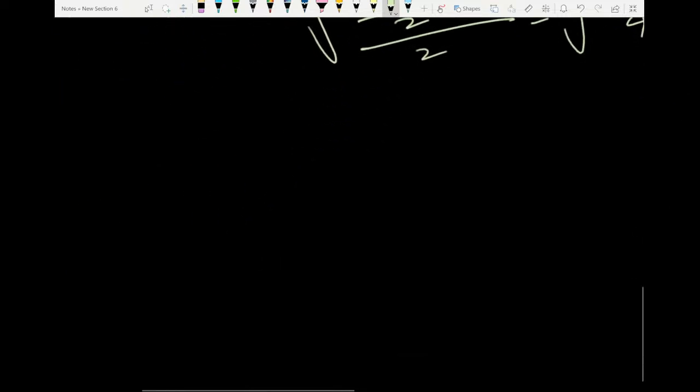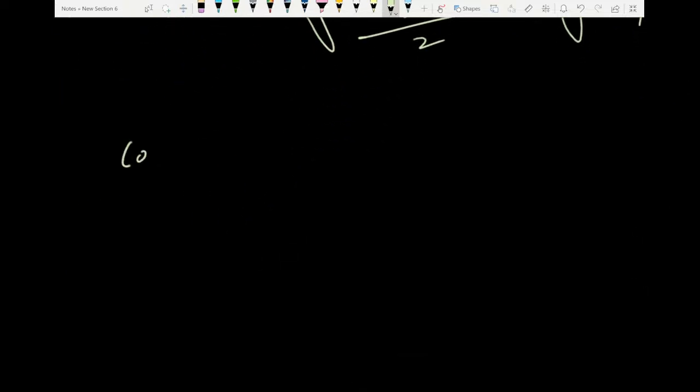All right, let's try another one. Cosine of 5 pi over 12. For this one, our special angles are pi over 6, pi over 4, pi over 3, and pi over 2. So I want this angle to look like one of these angles. How do we go about doing that?